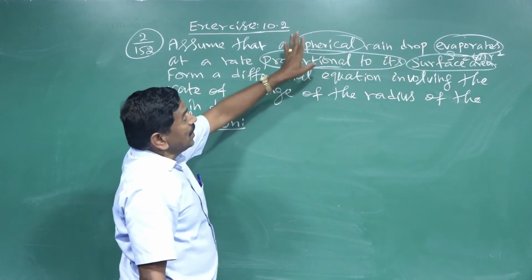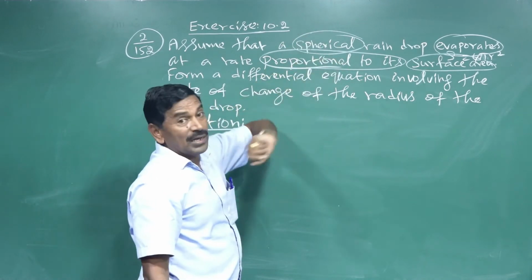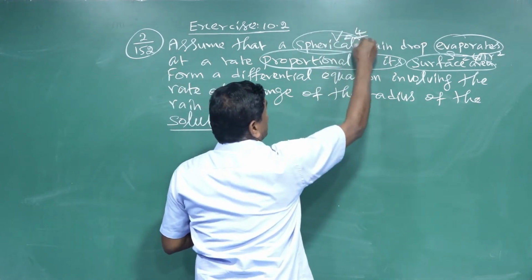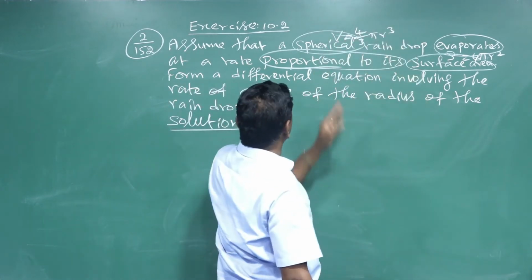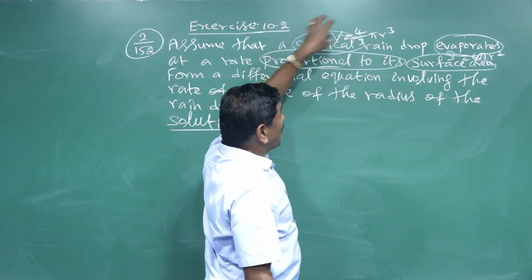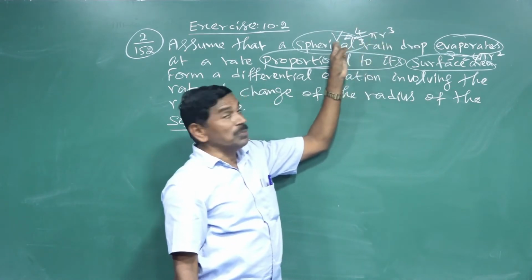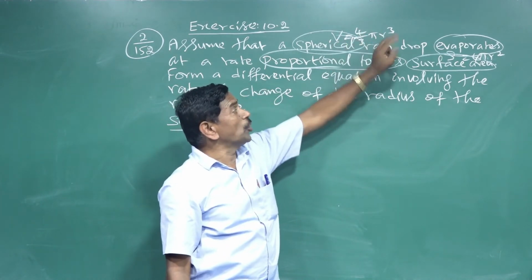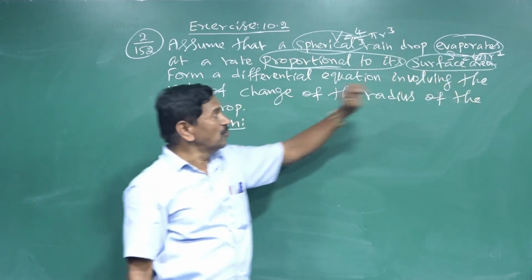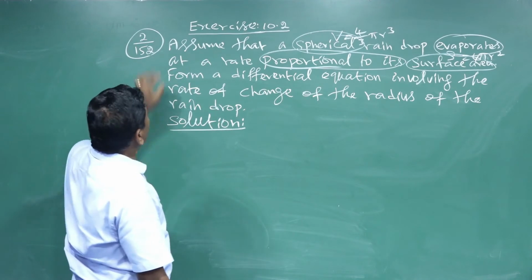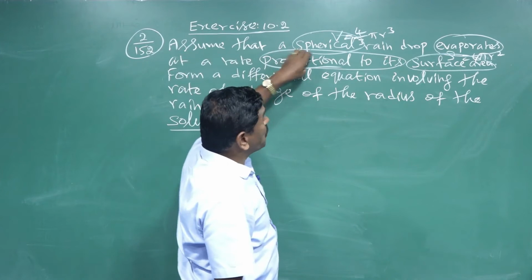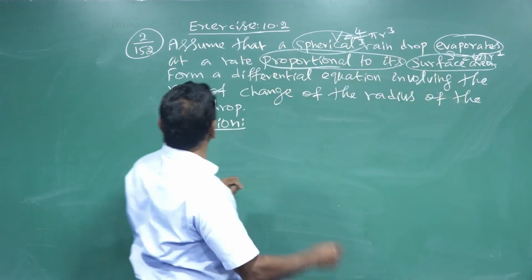And the volume of the sphere V is equal to 4 by 3 pi r cube. One idea. Assume that a spherical raindrop, so spherical raindrop means we need volume. Volume of the sphere 4 by 3 pi r cube. And the surface area of the sphere S is equal to 4 pi r square. One idea.